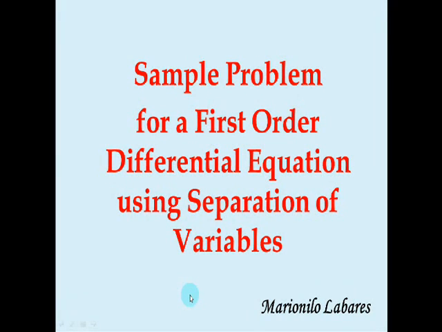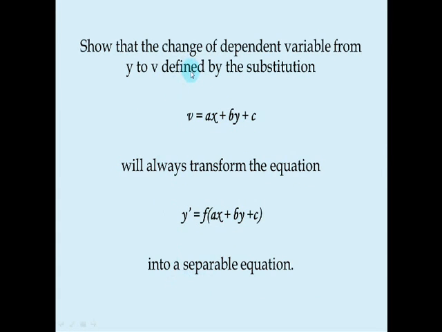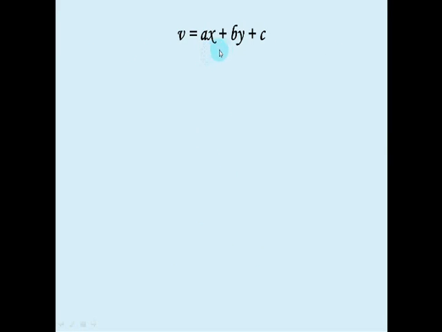Sample problem for a first order differential equation using separation of variables. So the problem is, show that the change of dependent variable from y to v defined by the substitution v equals ax plus by plus c will always transform the equation y prime equals f of ax plus by plus c into a separable equation, where a, b, and c are all constants. So let's first take into consideration this equation. v equals ax plus by plus c. If we get the derivative of this, we get dv over dx equals a plus b dy over dx.